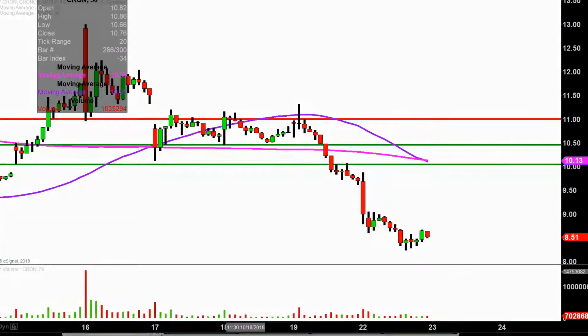Real quick, what do I mean by 30-minute in case maybe you're new to charts? Instead of each one of these candlesticks here representing 1 day's worth of price action, which is what you'd normally see, each one represents 30 minutes. So all this here may look like several days worth of time. It's actually today's price action broken down into 30-minute time slices.